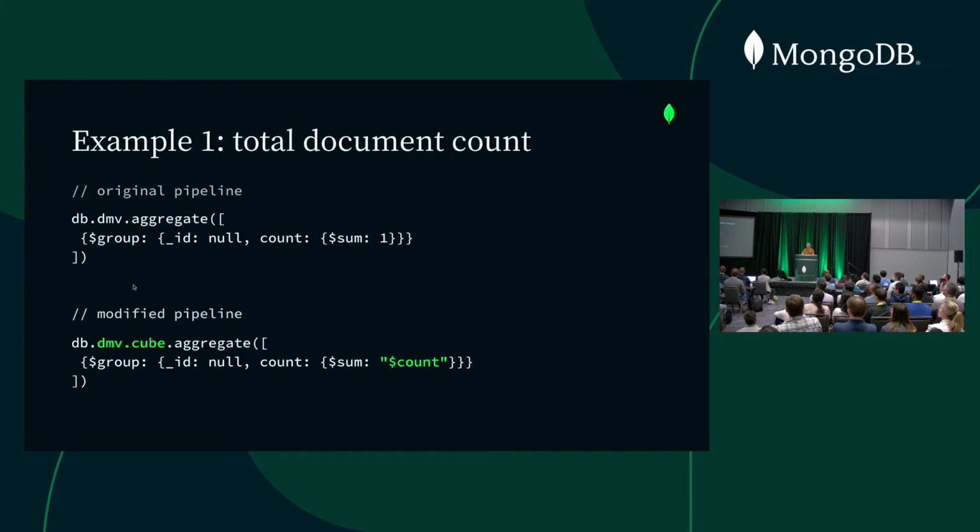This is the original pipeline that I would send against my original collection. Now, if I want to query this cube, I have to make a couple of tweaks. First, I need to query the actual cube collection instead of the raw data. And because we've already added up some of the documents, I have to sum up these intermediate counts instead of 1.